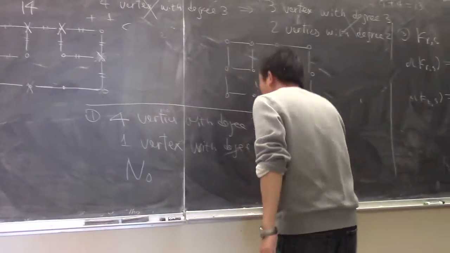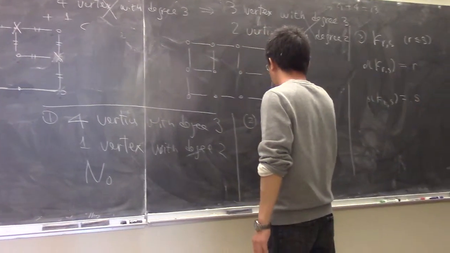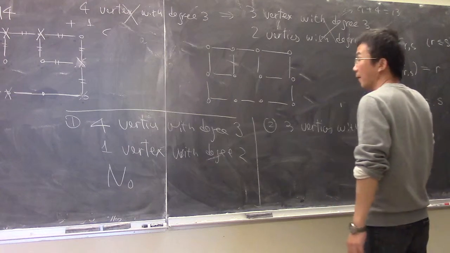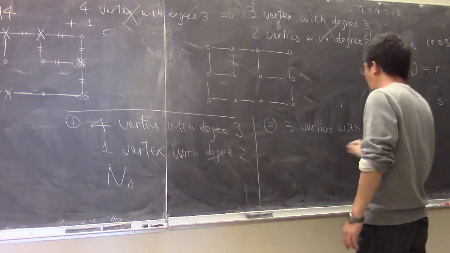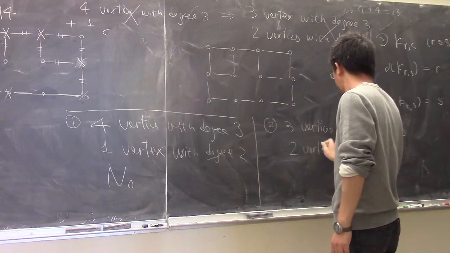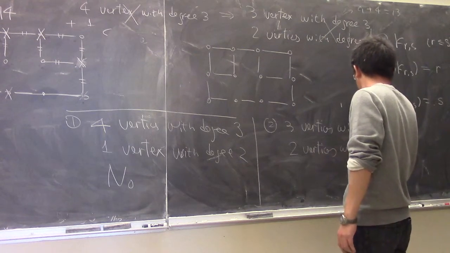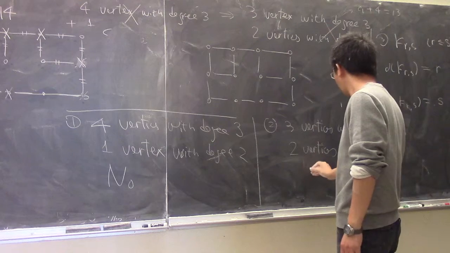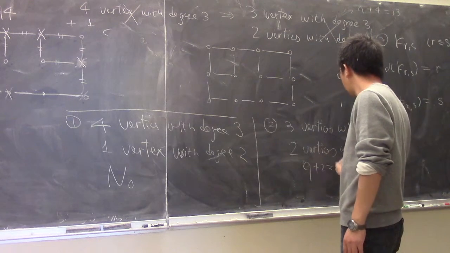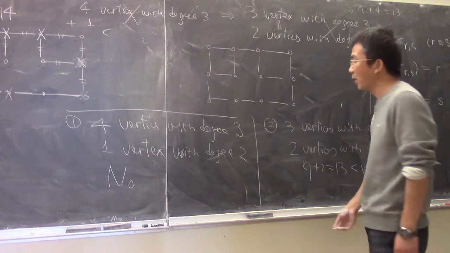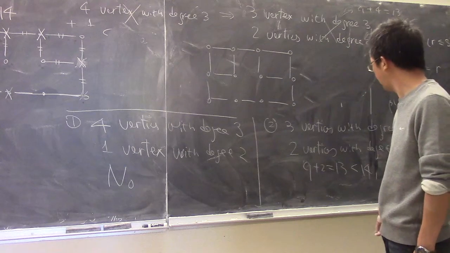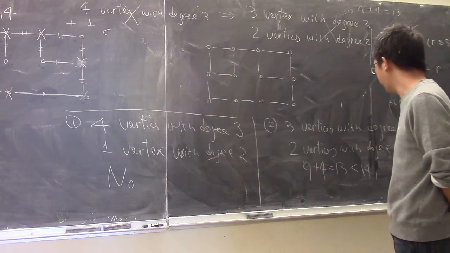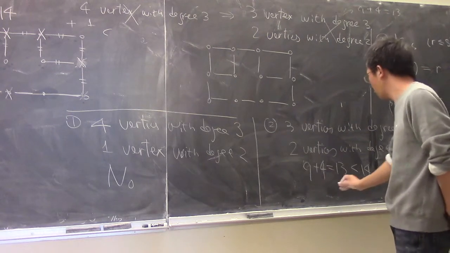And then what happens if I have 3 vertices with degree 3, and then I have 2 vertices with degree 2. In this case, I see this is also, again, not possible, right? Because now you have 9 edges plus 4, I'm sorry, is equal to 13, which is less than 14. You will never be able to cover all of the 14 streets, right? So this is also not possible.